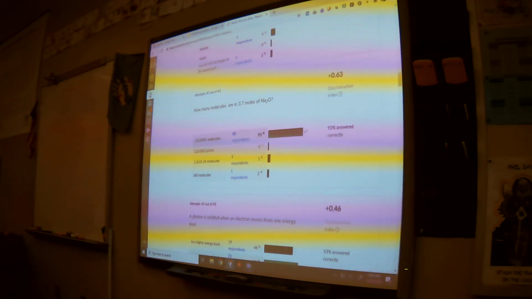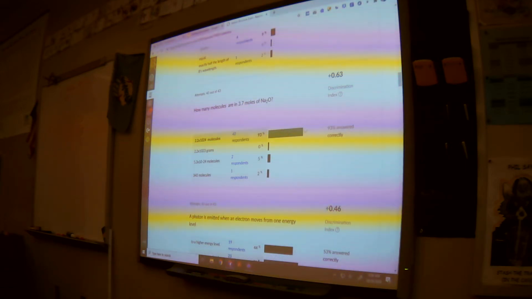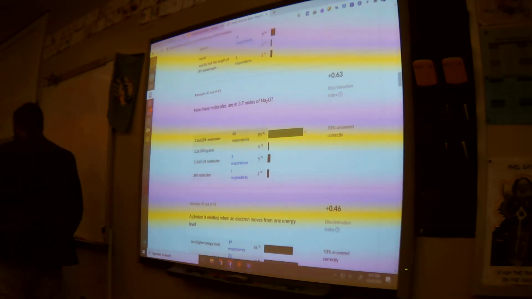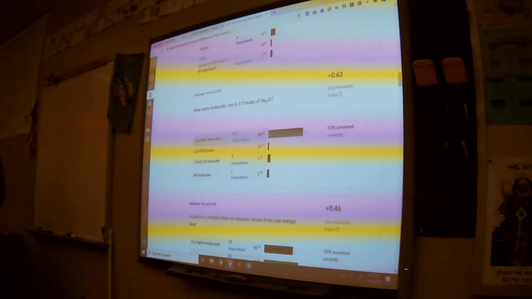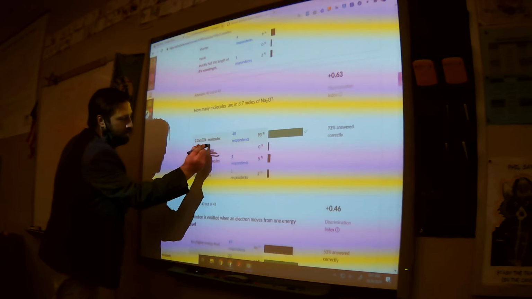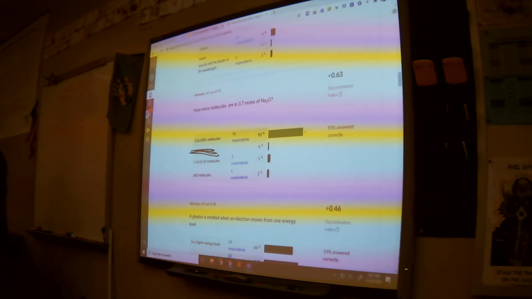How many molecules are in 3.7 moles of this? Again, how can we go through and just automatically nix a couple answers? What answers can we knock out of this? You can get rid of the grams. So based on the other answers, the numbers, what just makes sense that you can get rid of?